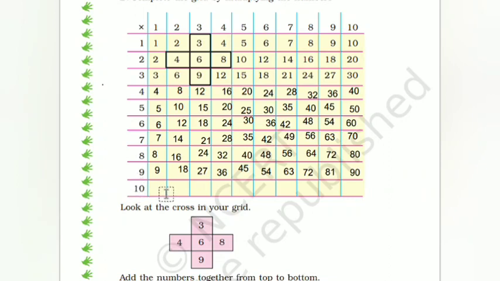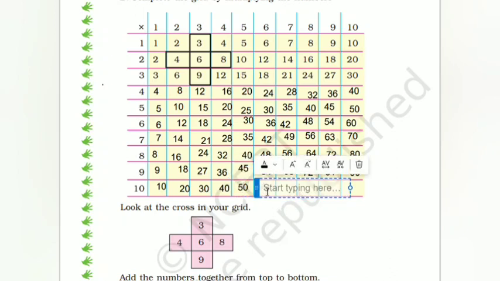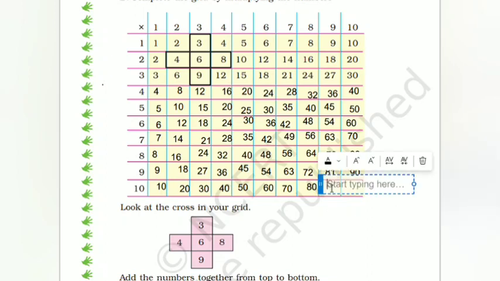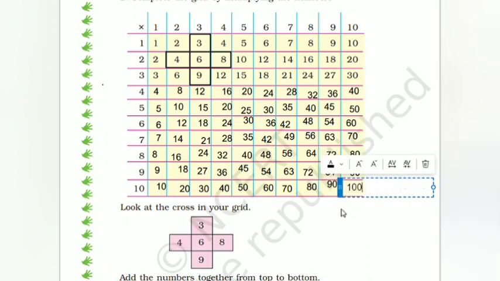Then coming to 10, multiply 10. 10 cross 1, 10. 10 cross 2, 20. 10 cross 3, it is 30. 10 cross 4, 40. 10 cross 5, 50. 10 cross 6, 60. 10 cross 7, 70. 10 cross 8, 80. 10 cross 9, it is 90. And finally 10 cross 10, it is 100.